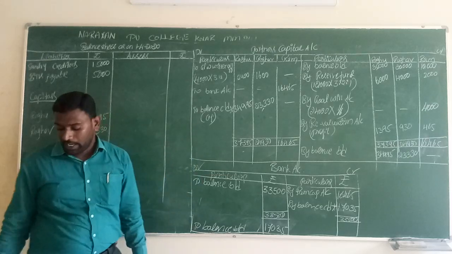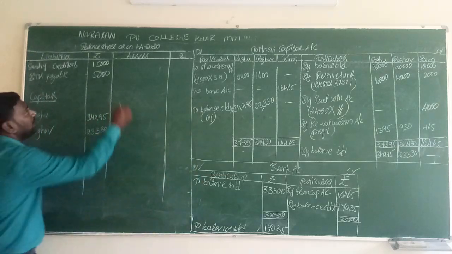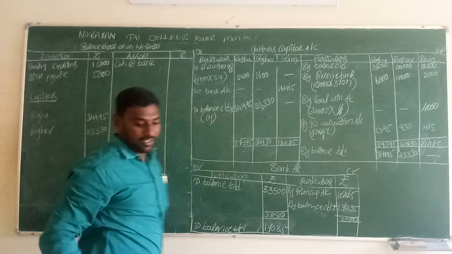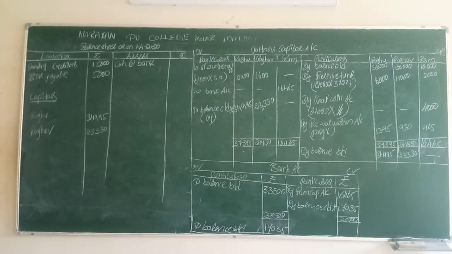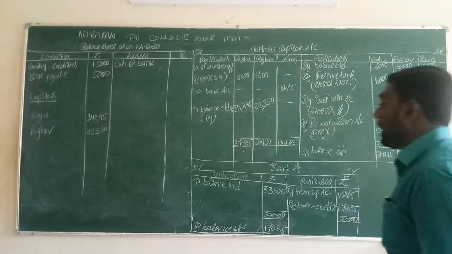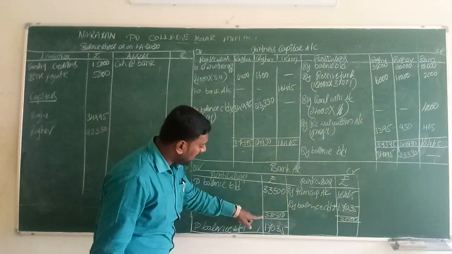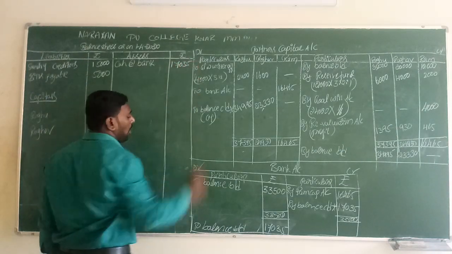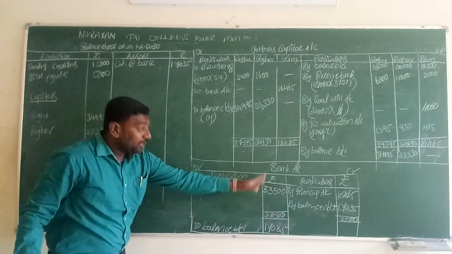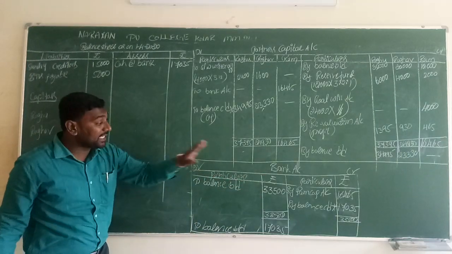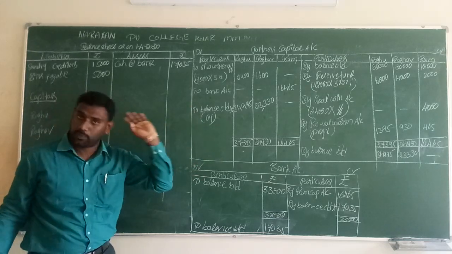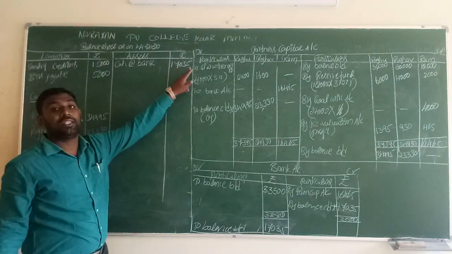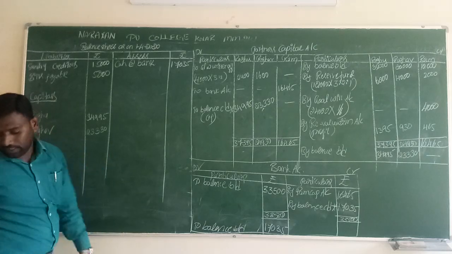Let's come to the asset side of the balance sheet. The first item is cash at bank. We have already prepared the bank account, and in that bank account the balance is 17,035 rupees. Out of 33,500 we had, we gave a check to Mr. Ram for his settlement, 16,465 rupees. After that, the available balance in our bank account is 17,035 rupees. This is the first thing. The second one is stock.